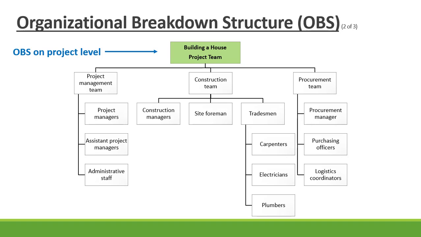First of all, your organizational breakdown structure on project level. We might have a project management team with a project manager and assistant project manager, construction team with a construction manager, site foreman, and tradesman, as well as a procurement team.